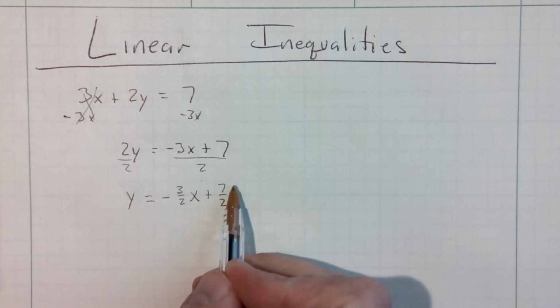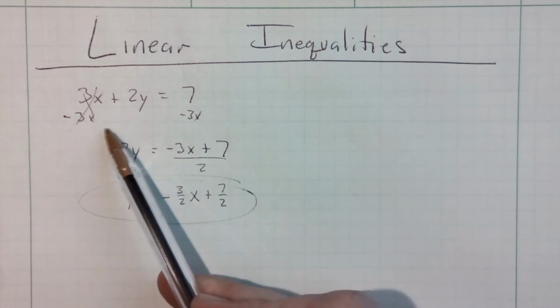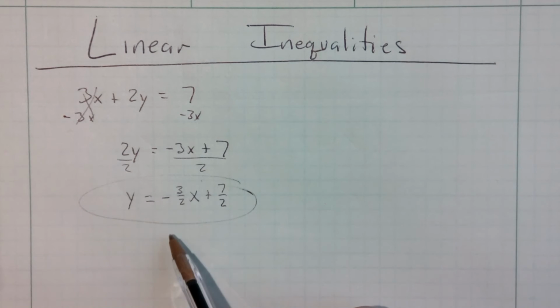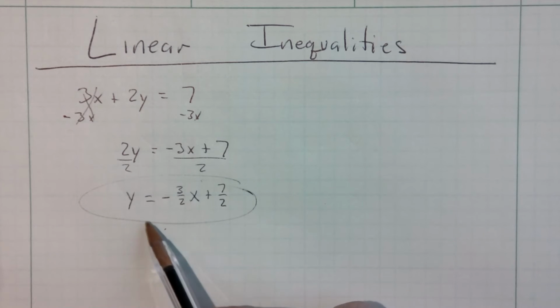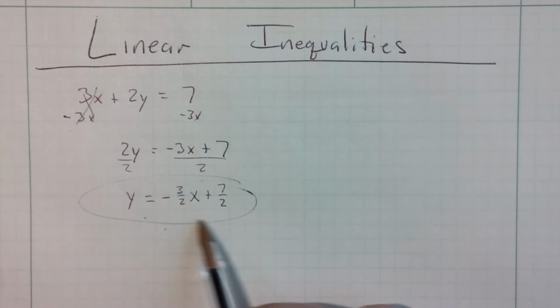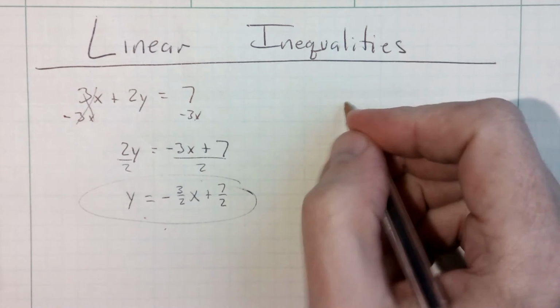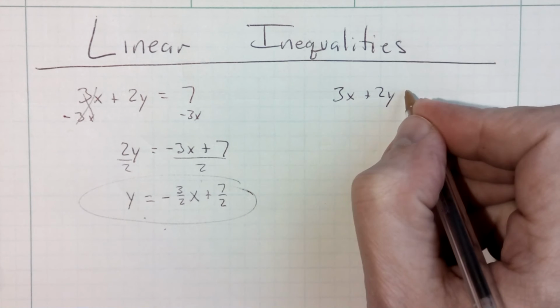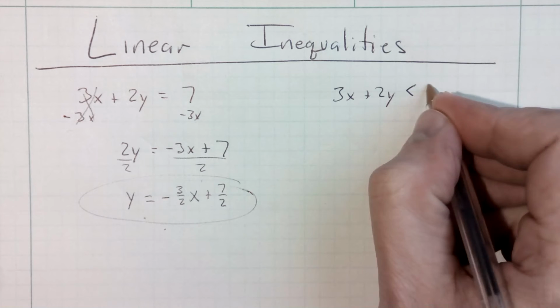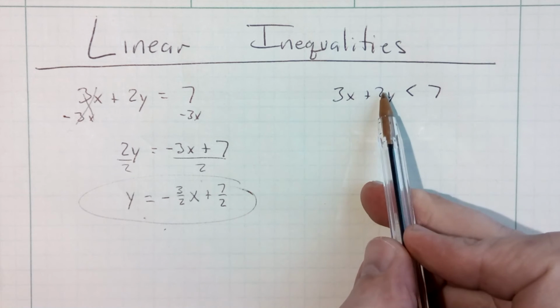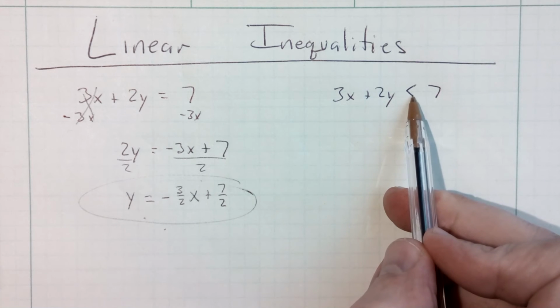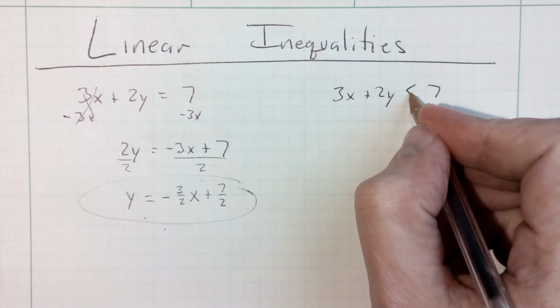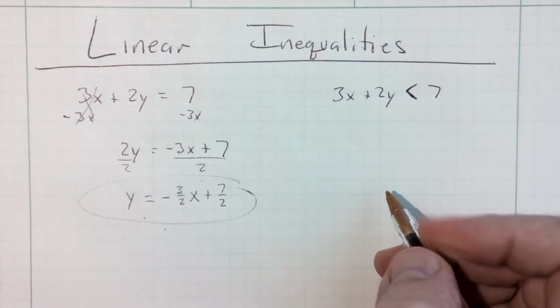Now that's a linear equation, and we did a couple steps in order to get it into slope-intercept form, which is y equals mx plus b. Well, we're going to introduce an inequality: 3x plus 2y is less than 7. So instead of an equal sign, we're going to use a less than symbol, or a greater than symbol, or less than or equal to symbol. And solving it is very much the same method.